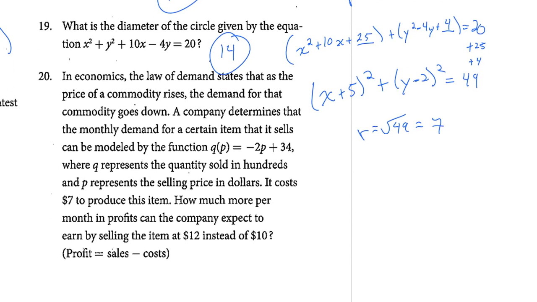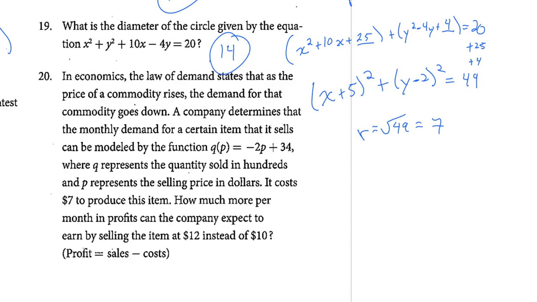Okay, last question on here, working through question 20. So, in economics, the law of demand states that as the price of a commodity rises, demand for the commodity goes down. A company determines that the monthly demand for a certain item that it sells can be modeled by the function Q(P) = -2P + 34, where Q represents the quantity sold in hundreds and P represents the selling price in dollars.